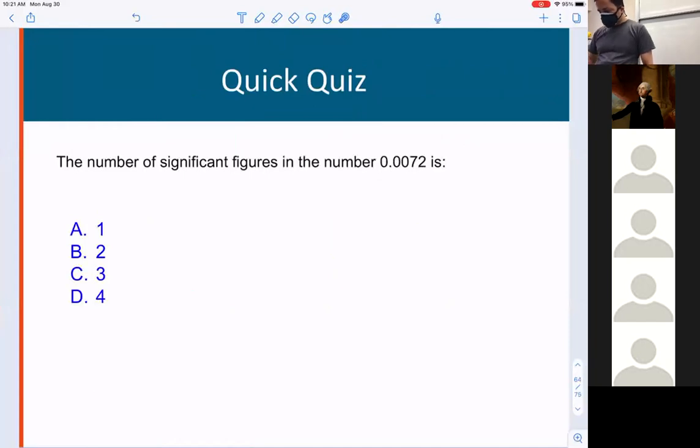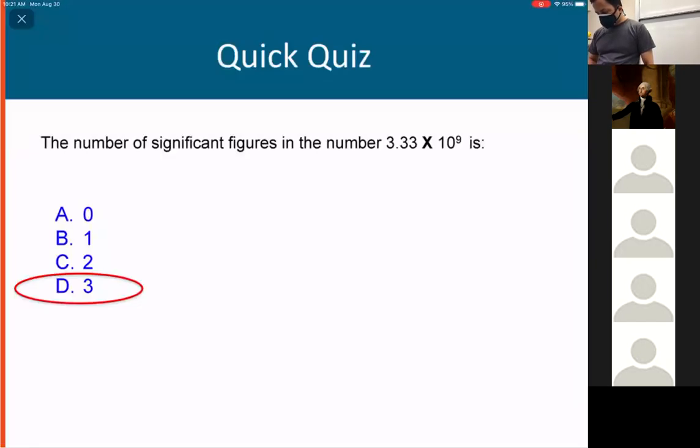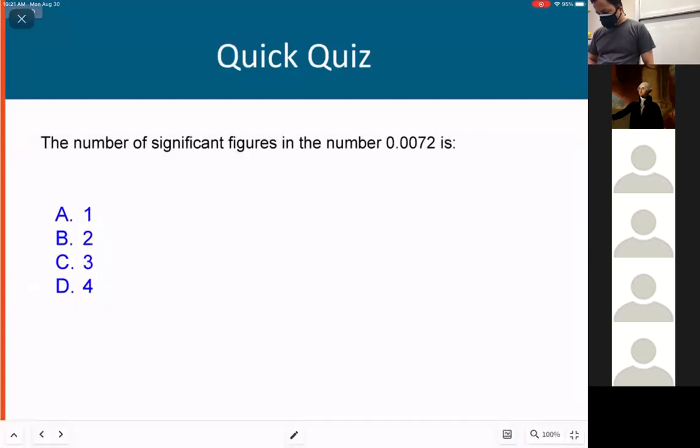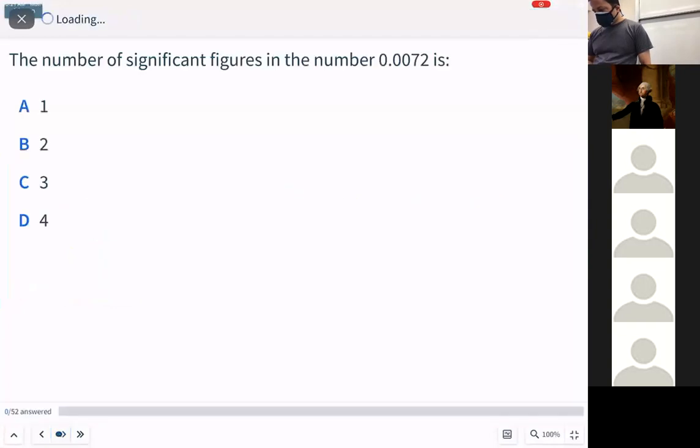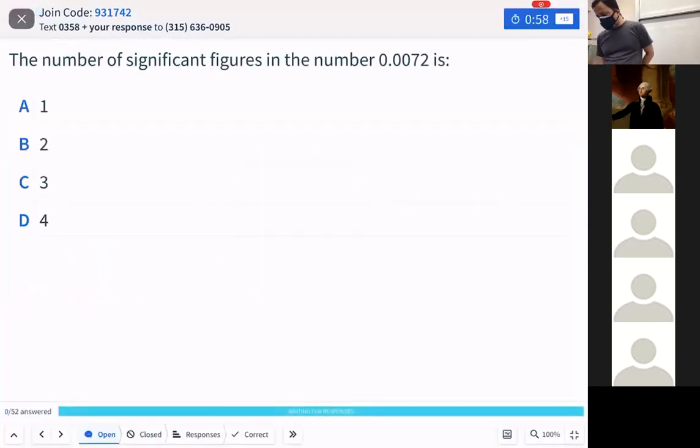Well, here's another question. Let's do. How many significant figures in this number?